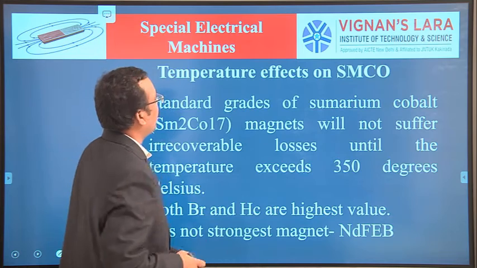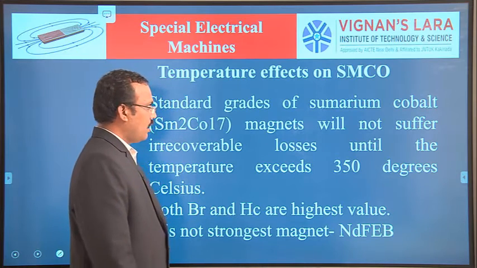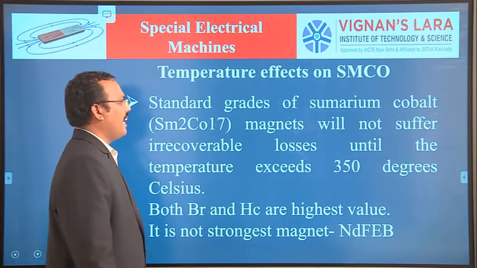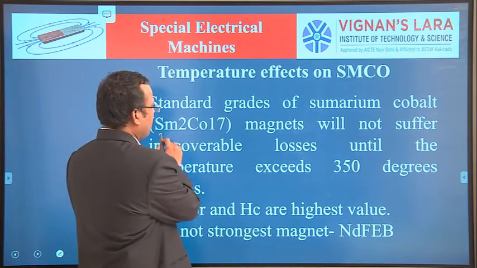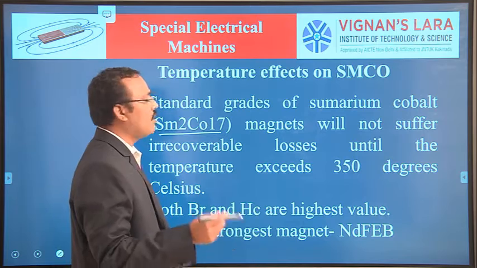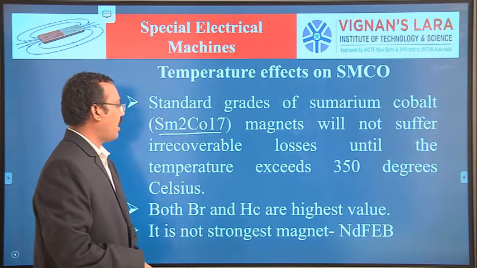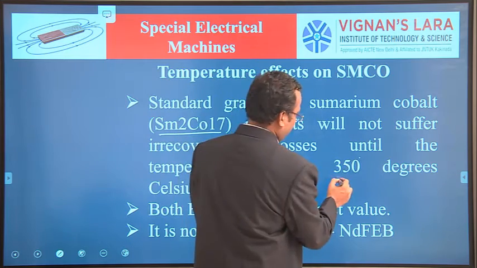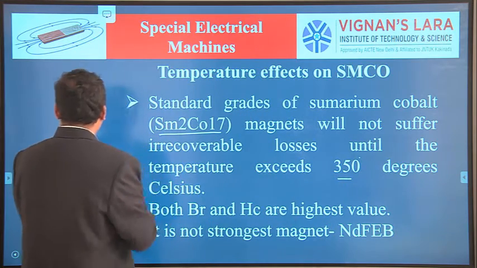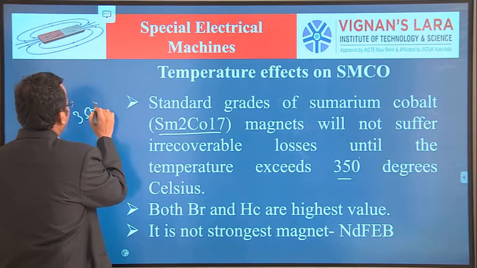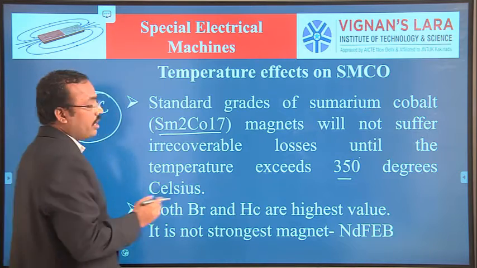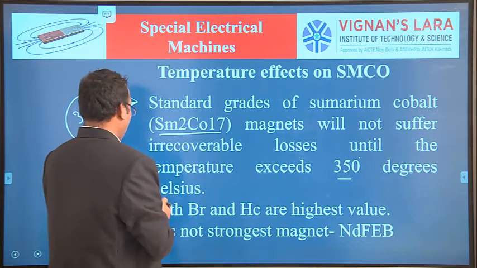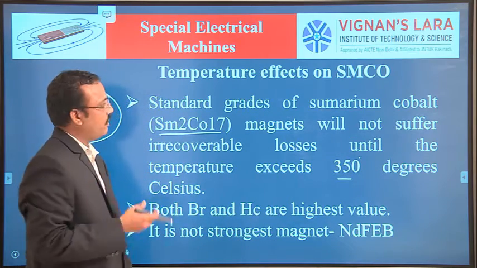The next one is SmCo, samarium cobalt. This is the standard grade. The magnet will not suffer reversible or recoverable losses until the temperature exceeds 350 degrees Celsius. So no losses will occur up to 350 degrees Celsius, and beyond that value losses may occur. That is very, very important.